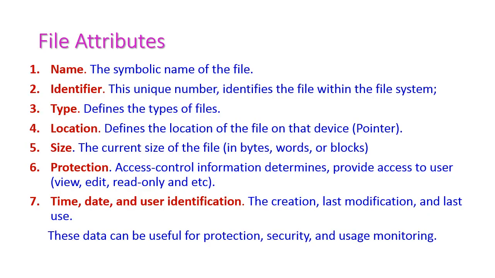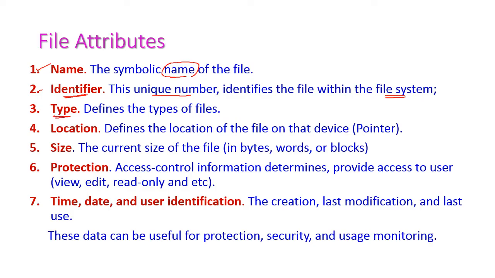The first attribute is name. Name means the symbolic name of the file. By using the name only, the user can access this particular file. This is a very important attribute. And the second one is identifier. While creating a file, a unique number will be given to each file by the file system, which is used as the identifier. The system will access the file only by its identifier.